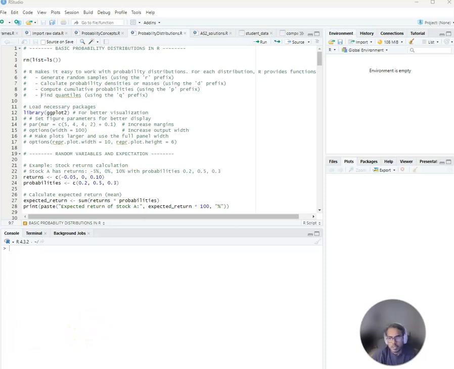Hello everyone. In this video, I'm gonna work through the R script that will show you how to deal with probability distributions. R makes it very easy to work with them. For every distribution, R provides functions to generate random samples using the R prefix, calculate probability densities or masses using the D prefix, compute cumulative probability using the P prefix, and find quantiles using the Q prefix. This is the general template.